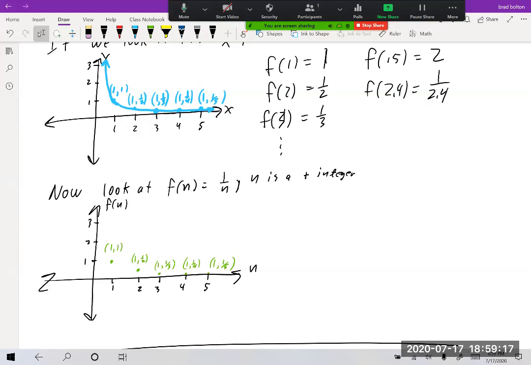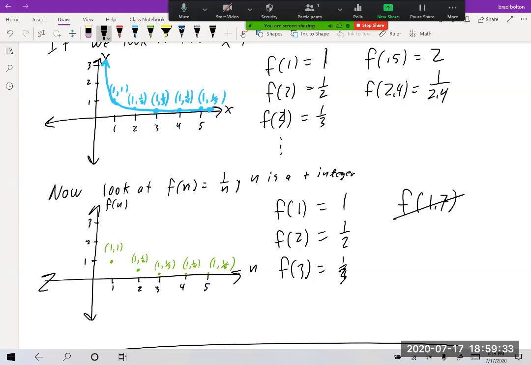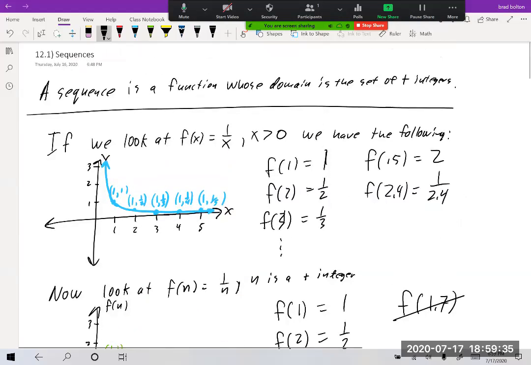So I do the same thing. I say f of n when n is 1, f of n when n is 2, f of n when n is 3, and we get the same exact values, 1, 1/2, 1/3. The difference is we cannot pick f of 1.7. We can't do that because the domain of a sequence is the set of positive integers, okay? So that's what we really have to notice.